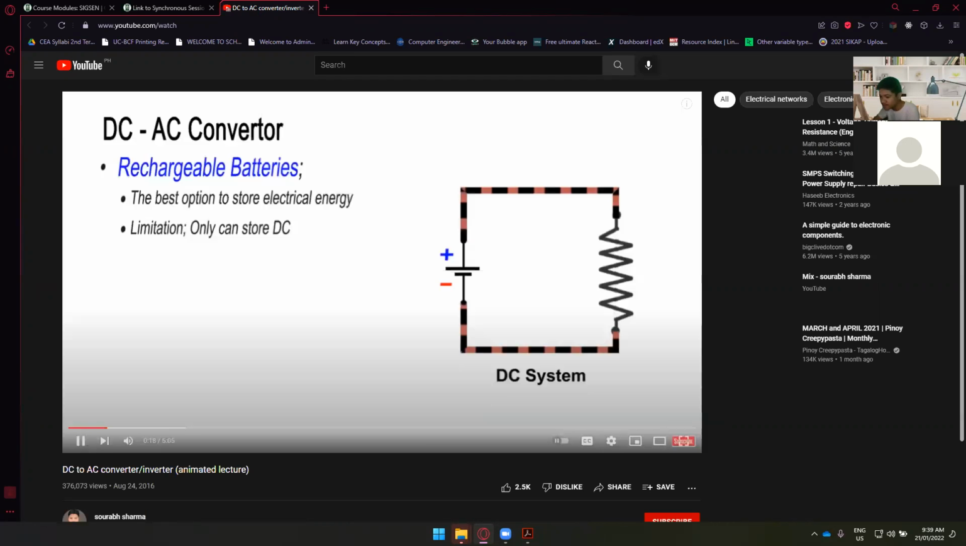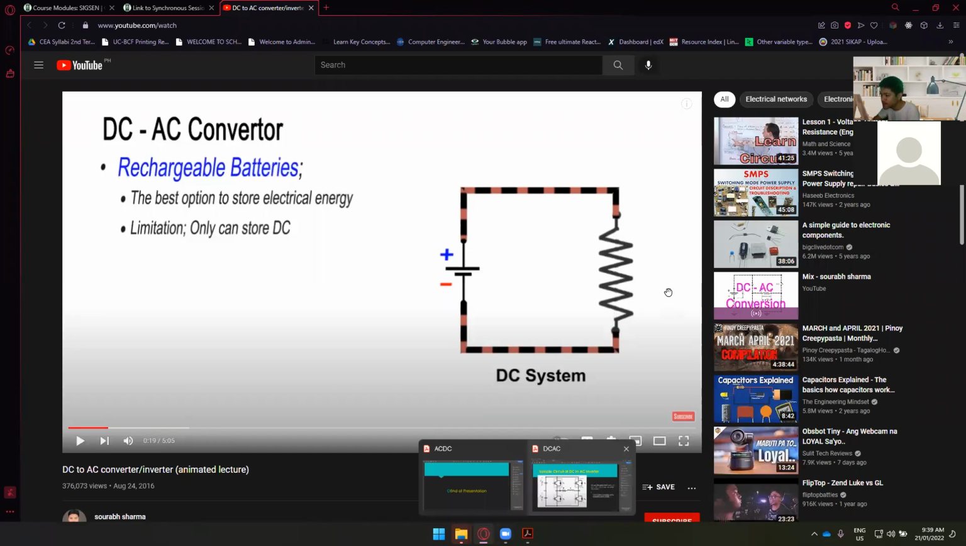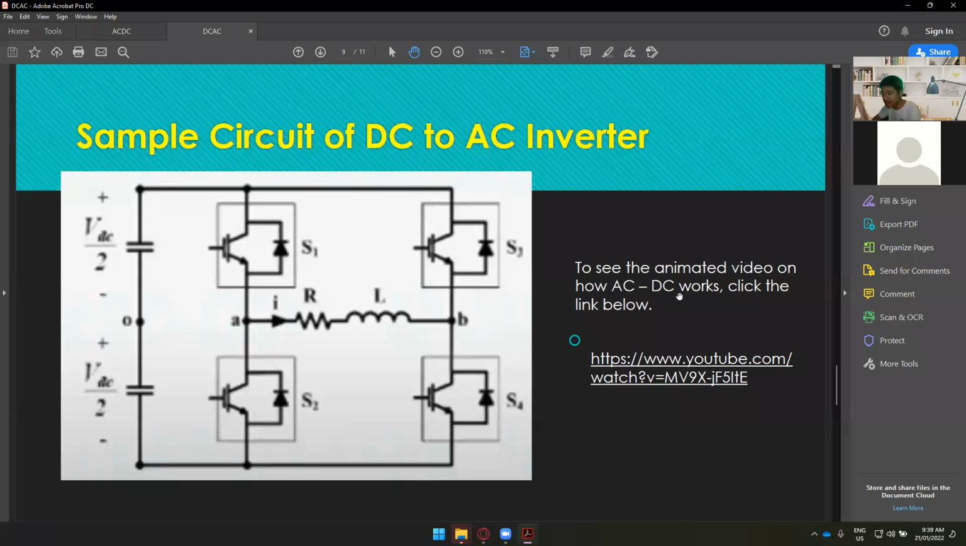Rechargeable batteries are the best option to store electrical energy as a backup for laptop power in warehouses. We know the electrical output of these batteries is DC, and this one right here is a typo. Okay, my apologies with this one.